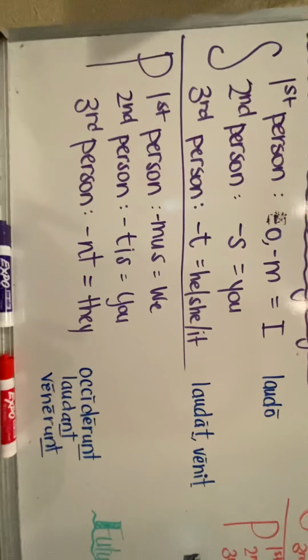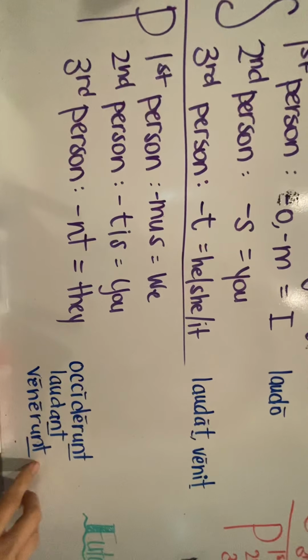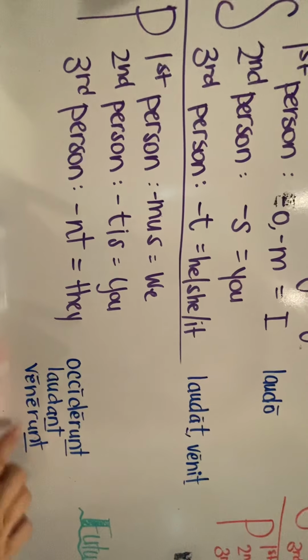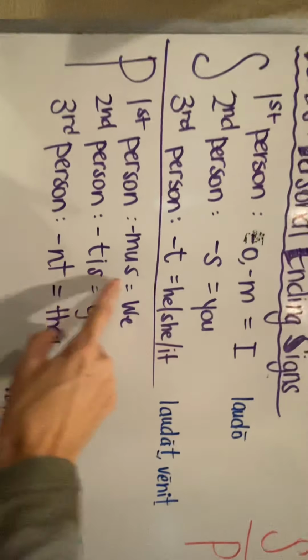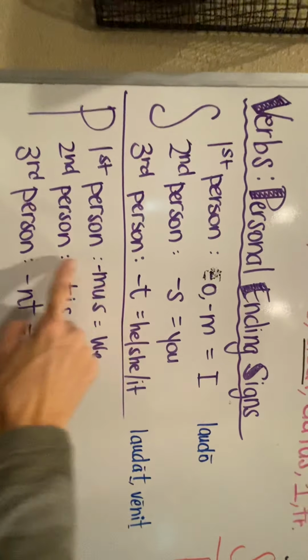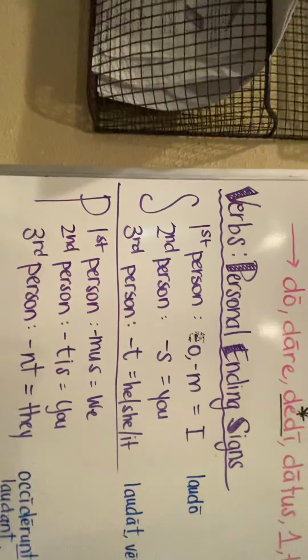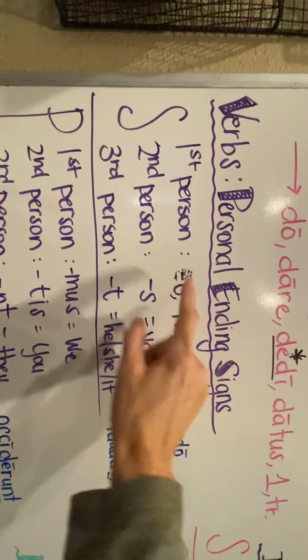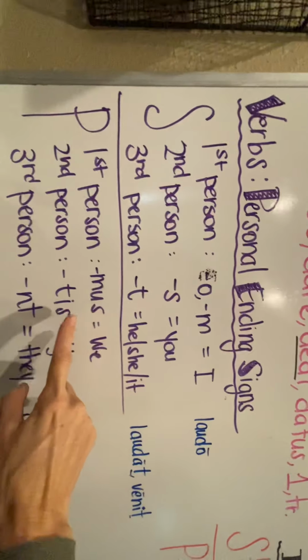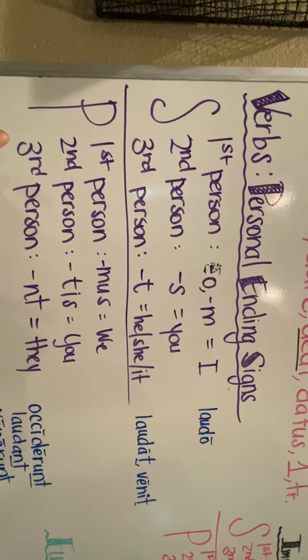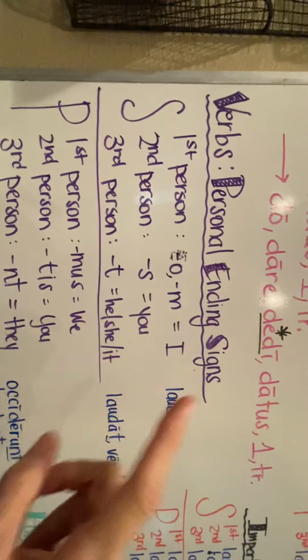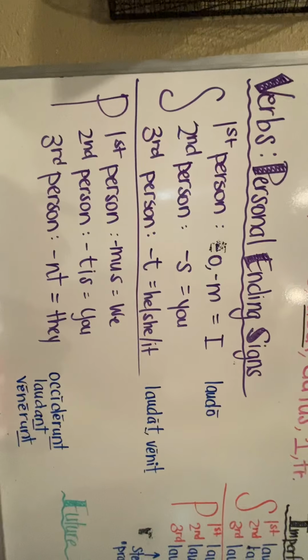And then down here, I also had a few, occiderant, laudant, and venerant, okay, and we see the NT. And you'll also notice multiple letters, okay, so it's a plural form. These are singular letters that build the singular. We have multiple letters here that give us our plural endings for our personal ending signs on our verbs.